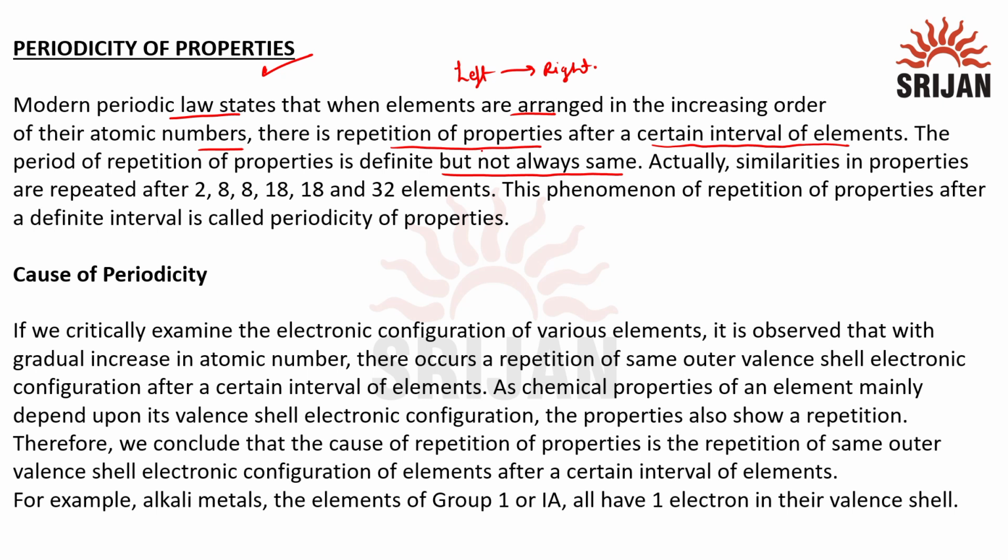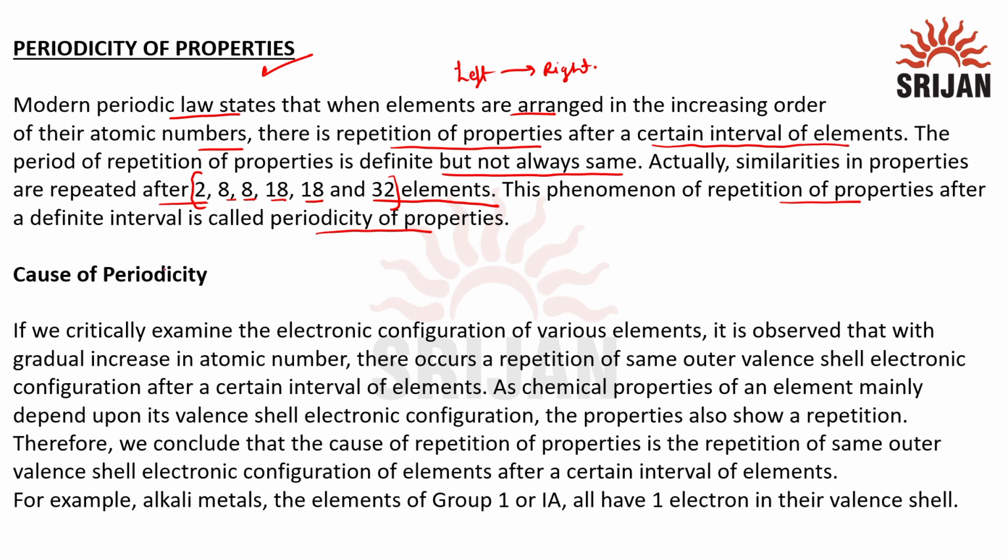Actually, the similarities in properties are repeated after 2, 8, 8, 18, 18, and 32 elements in the shells, right? So here the elements with these electronic configurations, after a change in these electronic configurations, the properties are also repeated, and this phenomenon of repetition of the properties after a definite interval is known as the periodicity of the property. So I hope periodicity is now clear.